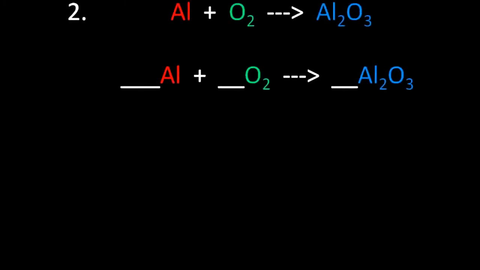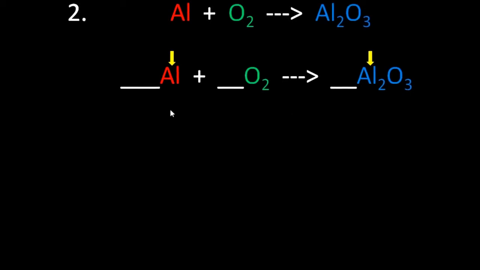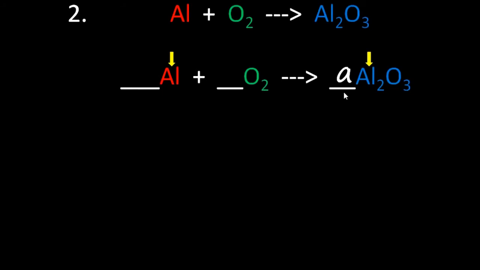In this problem, in step 1, we can select aluminum because it appears once at the left and right side of the chemical equation. Since aluminum is not balanced, there are two atoms of aluminum here and only one here. We will put the letter coefficient at the side with a greater number of aluminum atoms. So we put A here. How many aluminum atoms do we have? We have 2A. To balance aluminum, we have to put 2A here. Step 2. We put another letter, B, in this blank line.